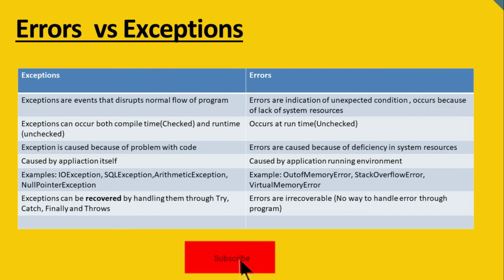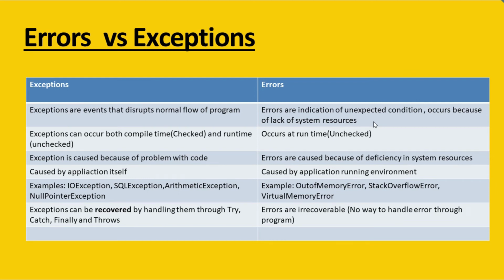Now, as we have discussed all about errors and exceptions, let us summarize differences between them. Exception and errors both are abnormal and unexpected conditions that disrupt normal flow of program. Exceptions occur both at compile time and runtime, which are checked and unchecked respectively. Errors always occur at runtime, hence it is unchecked. Exceptions are caused because of mistakes in program, while errors are caused because of deficiency in system resources. Similarly, exceptions are caused by application itself, while errors are caused by application running environment, meaning system resources.